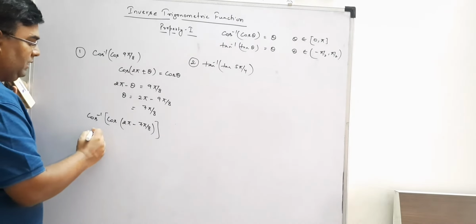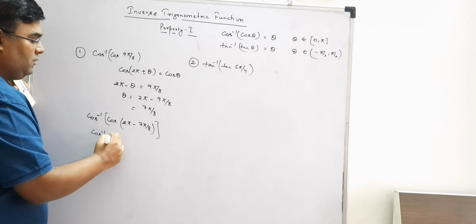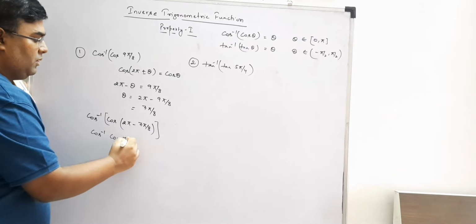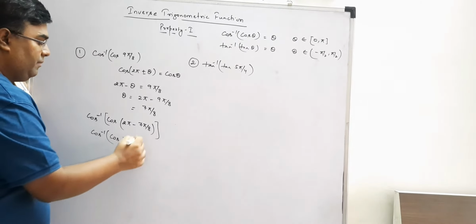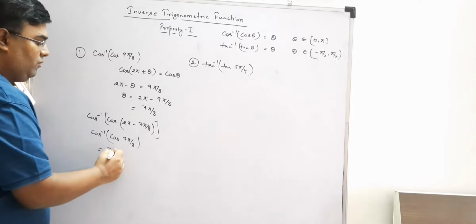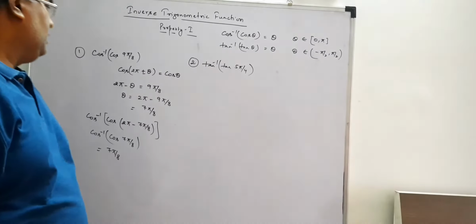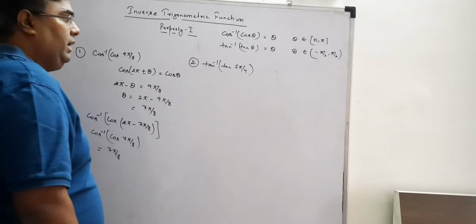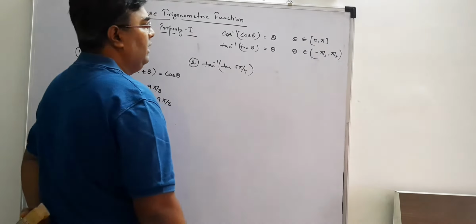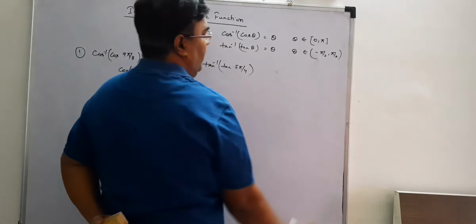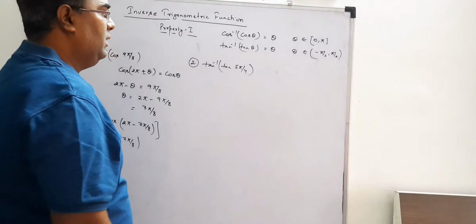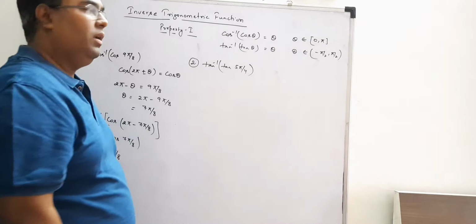Right? You will get cos inverse cos 7 pi by 8, which is equal to 7 pi by 8. Similarly, let us take tan inverse tan. In tan inverse, our range is minus pi by 2 to pi by 2, and it is very clear that this is not in the range.